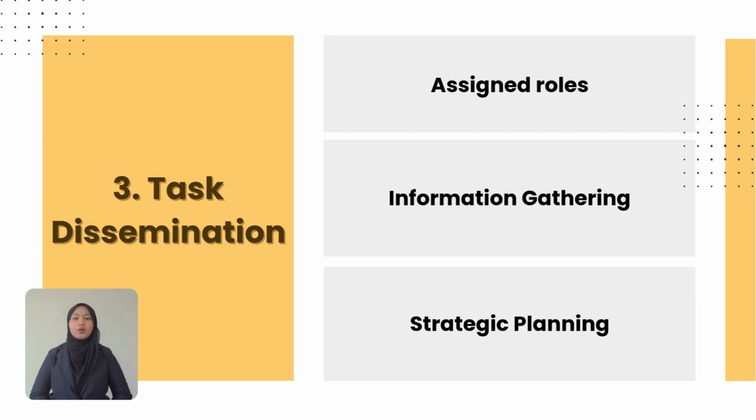For the assigned roles, we have divided the task according to each person's skills, meaning some are assigned to interview, ask questions, record the interview, and record all important information. Next, for information gathering, after we conducted the interview session, we gathered to discuss the company's background, the problem faced, the solution to address those problems, and other information. Lastly, for the strategic planning, we conduct an interview and complete our report within an appropriate time frame so that we can submit our report on time.